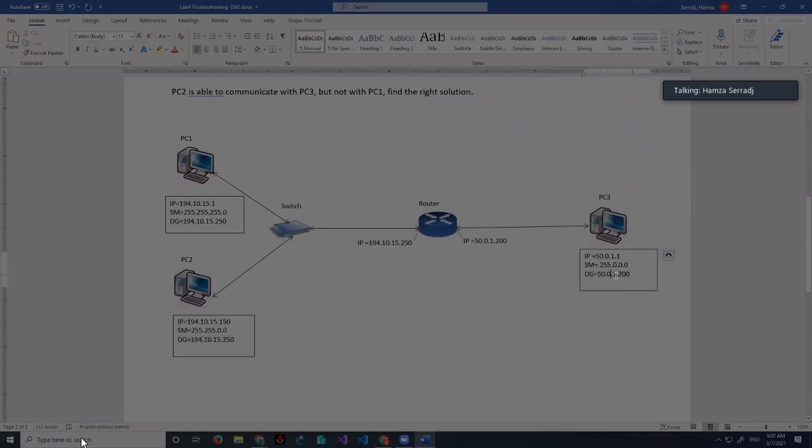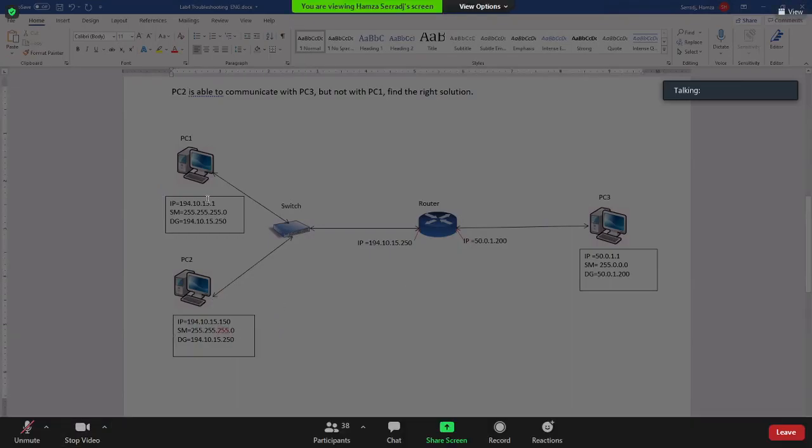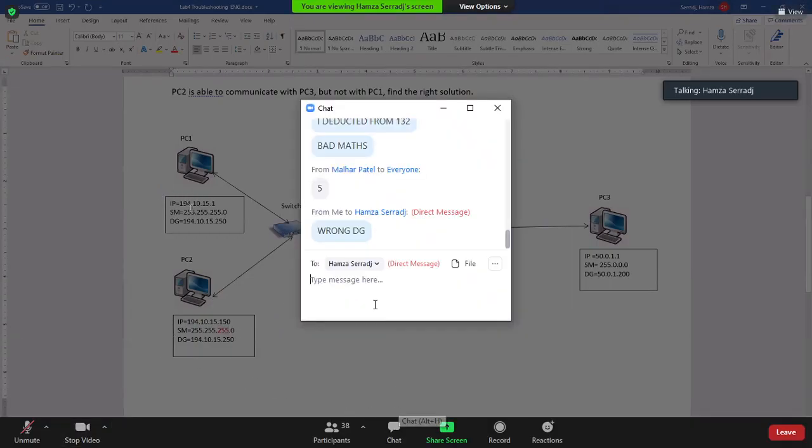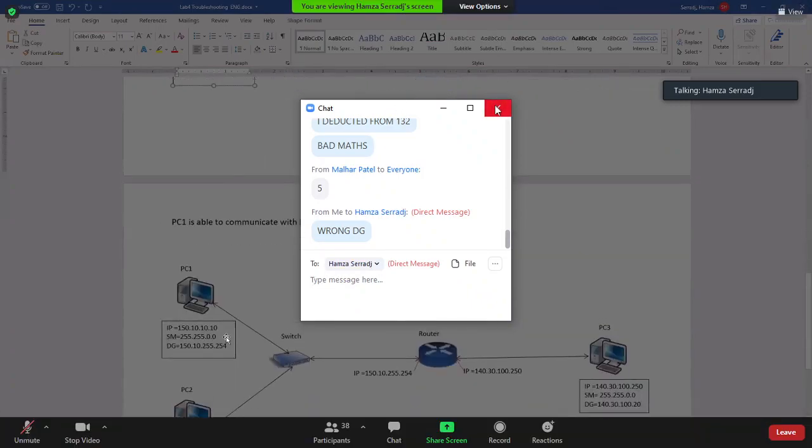Why? So he's able to communicate with this one. We don't have any problem here. 50, 0, 1, 200, 200, 50, 50, 0. They are in the same range. 250, 250, 10, 15, 250. The problem is in between these two here, right? Why? Different subnet mask. Good, good. So you see this one and this one here. We are missing a 255 in this one, right? We are on class C here and should have the subnet mask of class C.